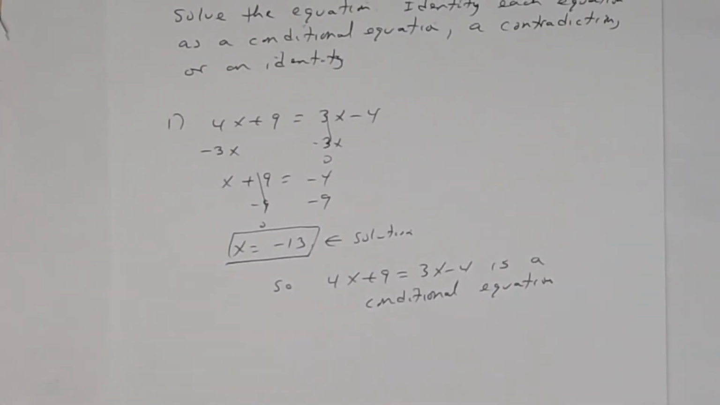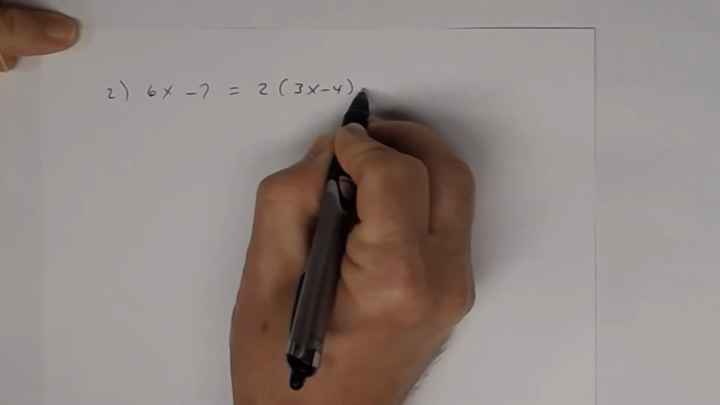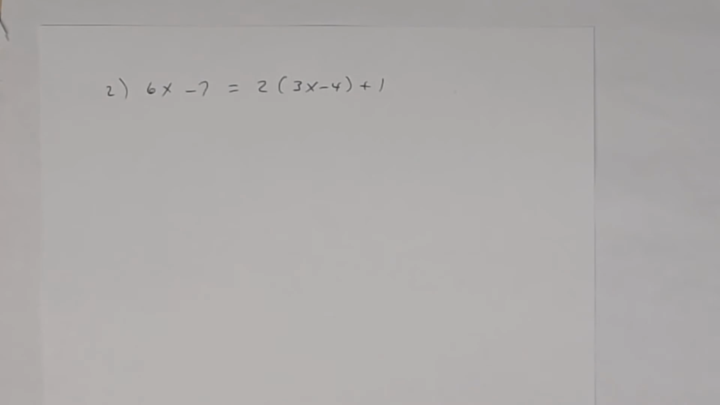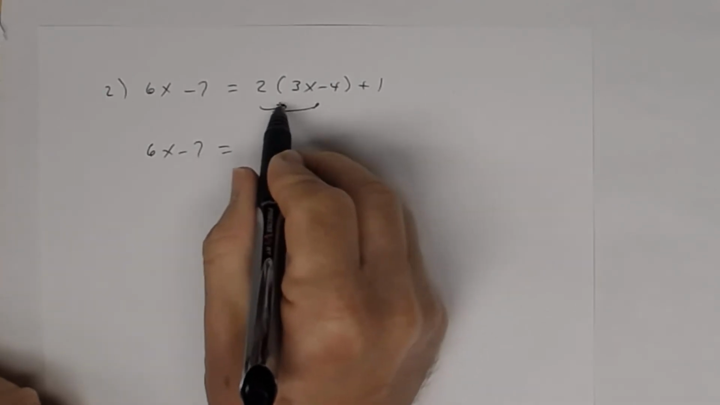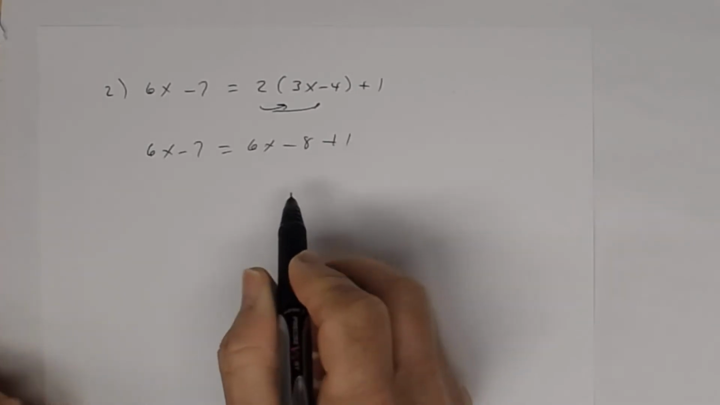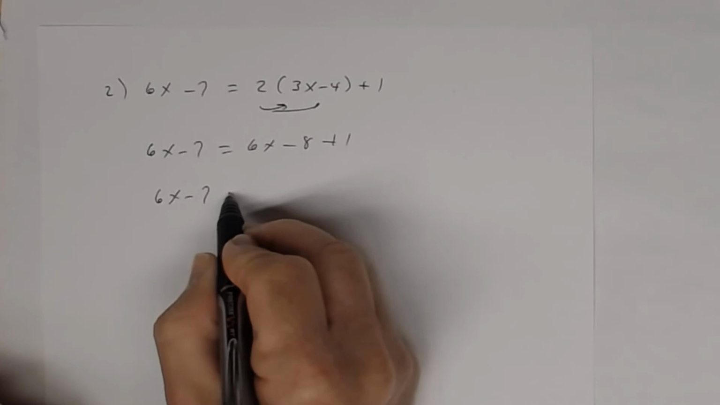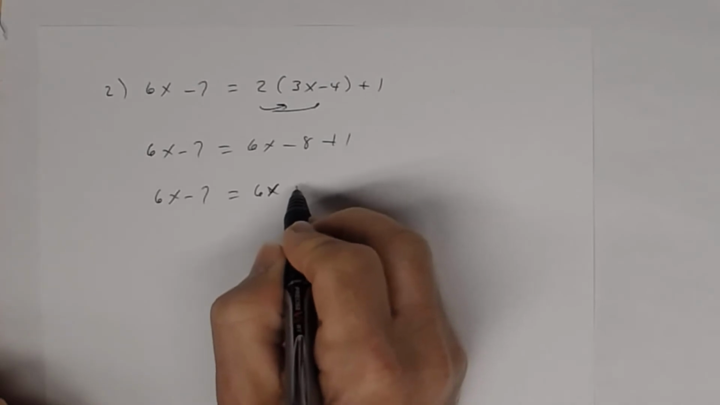Okay, let's look at number 2. Let's suppose we had 6x minus 7 equals 2 times the quantity 3x minus 4, plus 1. Let's solve this equation. I'm going to distribute first. I get 6x minus 7 equals 2 times 3x, which is 6x, and 2 times negative 4, which is negative 8, plus 1. Combining like terms, I get 6x minus 7 equals 6x, and negative 8 plus 1 is negative 7.